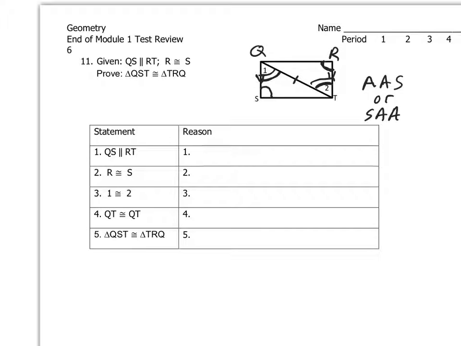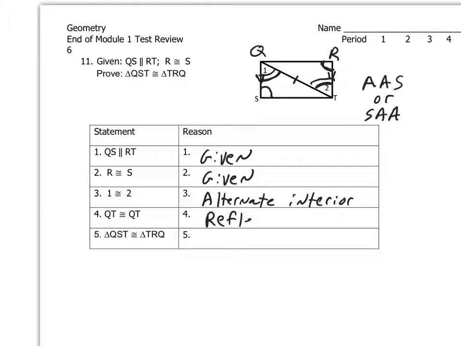Alright, so QS is parallel to RT, that was given. R is congruent to S, that was also given. Angle 1 is congruent to angle 2. Those are our alternate interior angles. And then QT is congruent to QT, that's the reflexive property. Then our triangle congruence pattern we found was angle, angle, side.